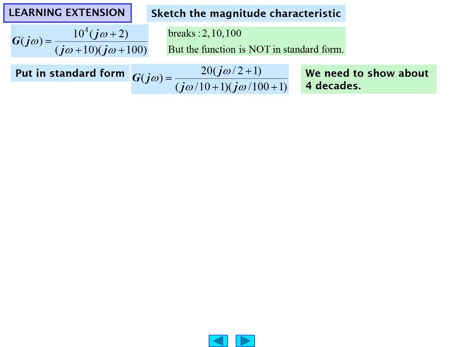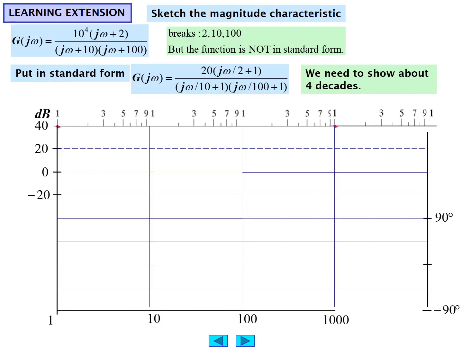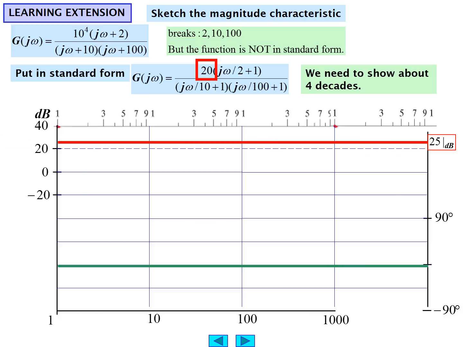We need to show about 4 decades, which we can do on a graph like this. The first term we'll take is 20, and we know that's 20 times log to the base 10 of 20. So that turns out to be 25 dB, and the phase angle is constant, 0 degrees.